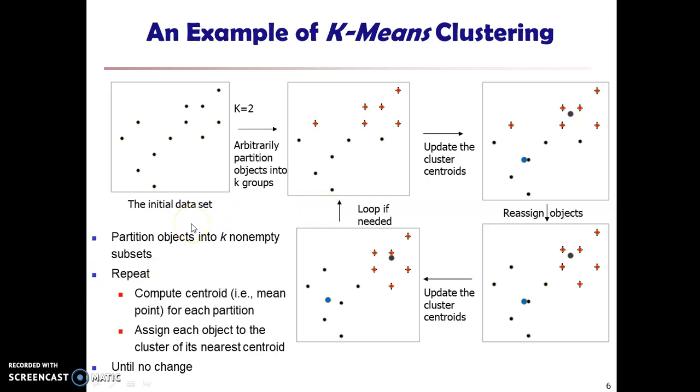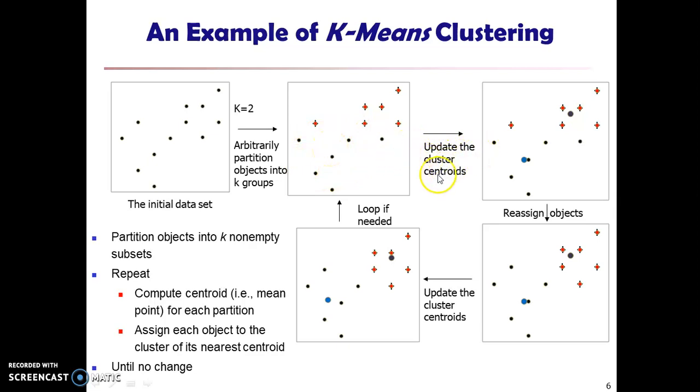Now we will try to implement these 4 steps. First, we have a data set. This is the initial data set in which you have number of data points. Now the data analyst is given a K value, that means K equal to 2. Means the data points must be clustered into 2 clusters. So arbitrarily partition objects into K groups. And here we identify two different groups. These are all one group and these are all another group. Okay. So the two groups according to the K value, it is divided into two. So two groups were identified.